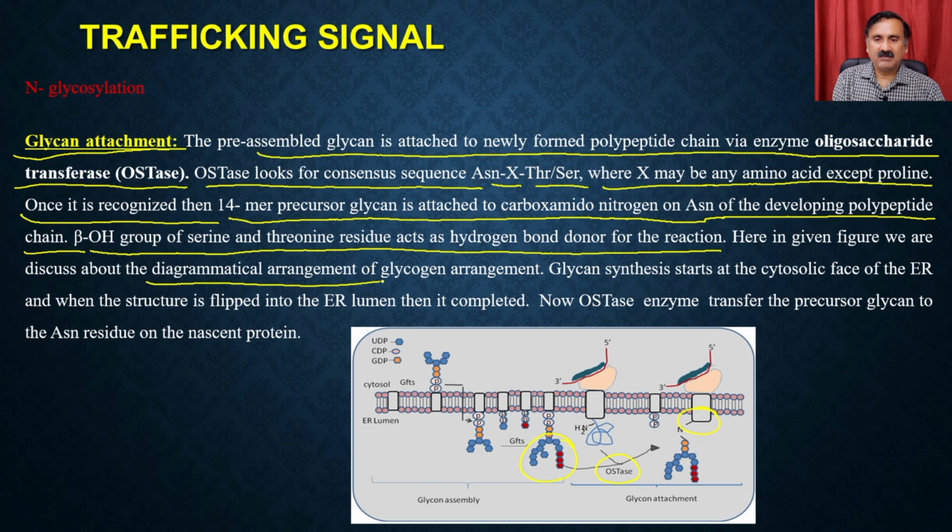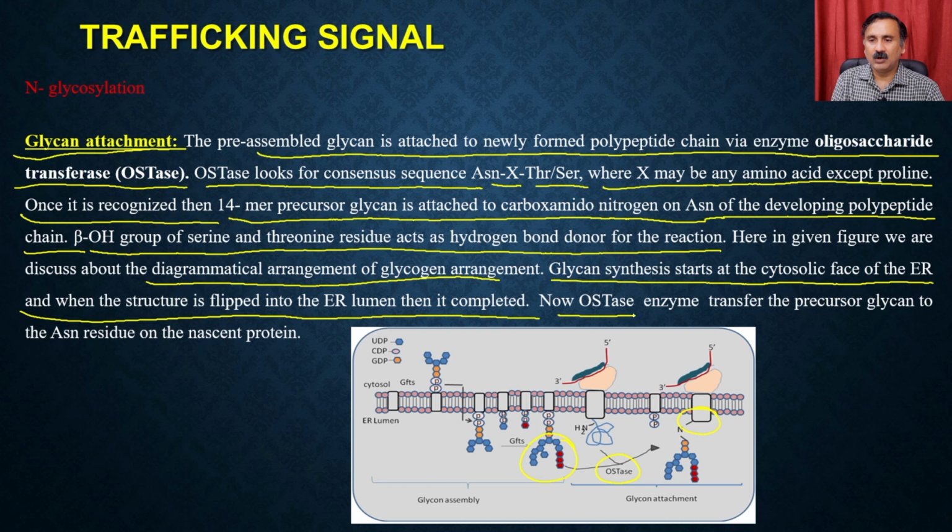In the arrangement of the glycan elements, glycan synthesis starts at the cytosolic face of the ER, and when the structure is flipped into the ER lumen, it is complete. Now the oligosaccharyltransferase enzyme transfers the precursor glycan to the asparagine on the nascent protein. So this is what is going to happen. Now this is actually a crude glycosylation.